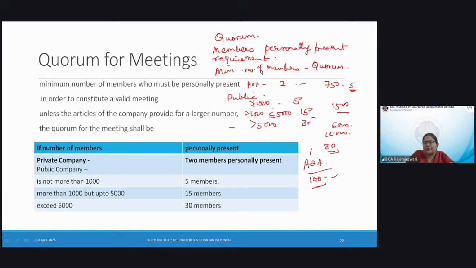then you should have to stick on to the articles of association because that is the internal charter. So minimum number of members who must be personally present in order to constitute a valid meeting, unless the articles provide for a larger number. The quorum of meeting shall be for a private limited company 2 members. In case of a public company, not more than 1,000 members, 5 members will be the quorum. More than 1,000, but up to or less than or equal to 5,000, it is 15 members. Greater than 5,000, or you can even write exceeding 5,000, it is 30 members personally present should be the quorum for the meeting.